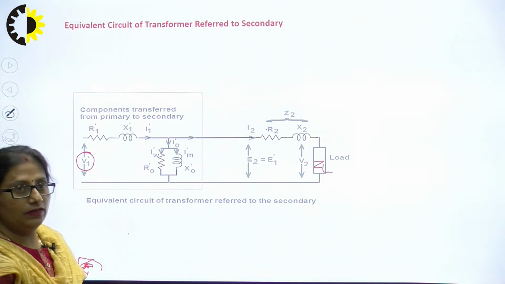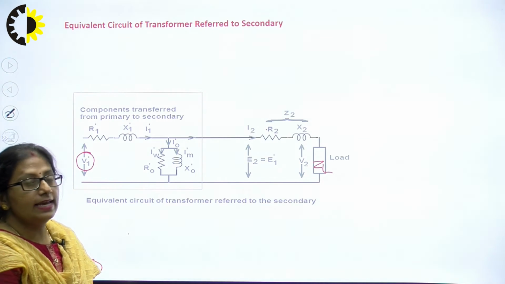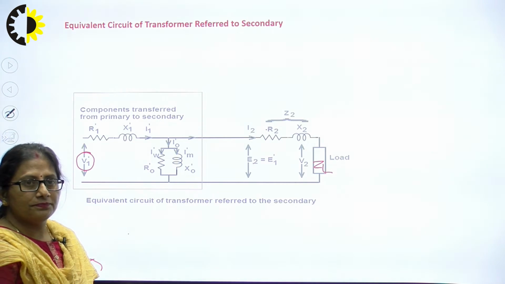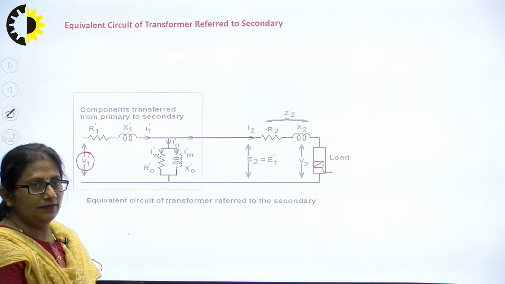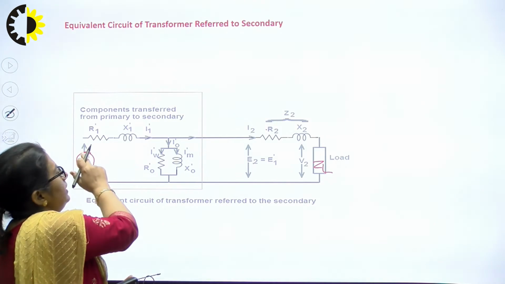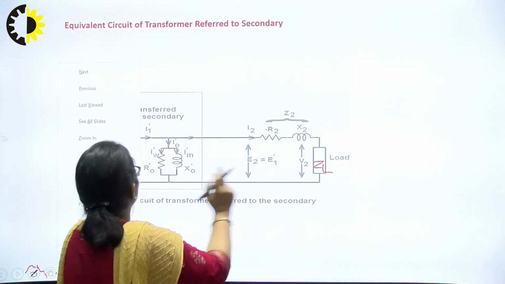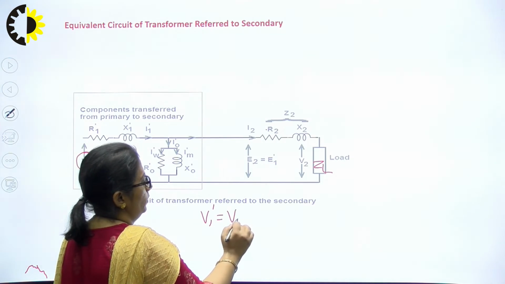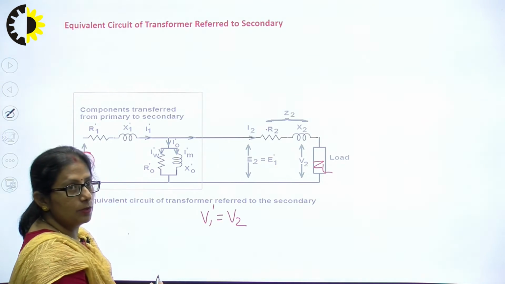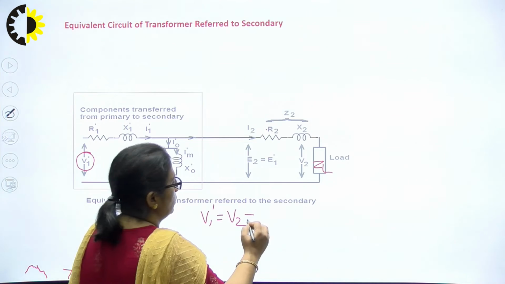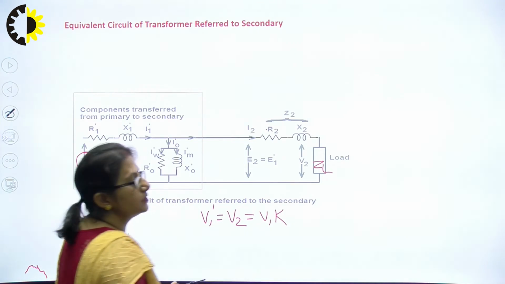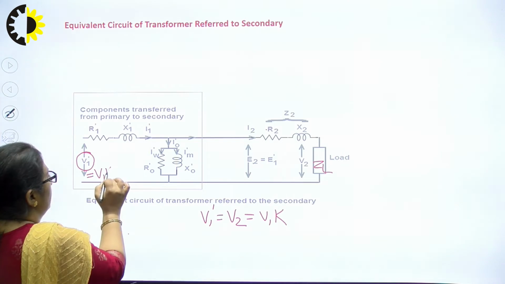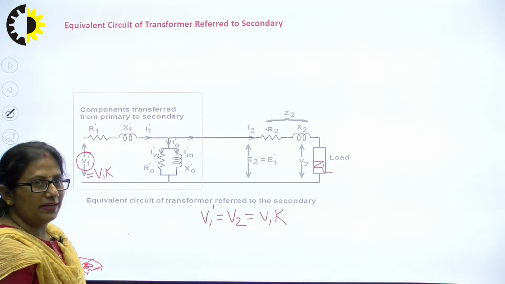If we look at the input voltage, it is going to change. Initially we had V1, and now its value will be V1 dash. How does it change with respect to V1? V1 dash is almost equal to V2. And the relationship between V2 and V1 is V1 into K. So V1 dash is equal to V1 into K.